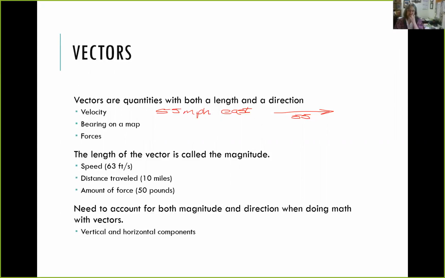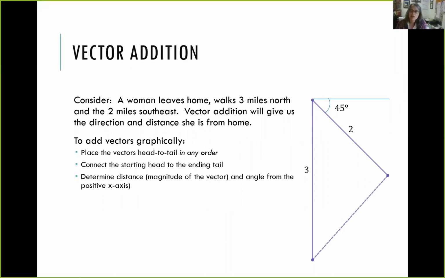As I said, the length of a vector is called the magnitude, and we have to account for both the magnitude and the direction when we're doing math or solving problems. So let's take a look at an example here. One example of vector addition is a woman who leaves home, or a man, it really doesn't matter. This example says woman. And she walks 3 miles north. So that's this first vector. And then she turns and walks 2 miles southeast. Southeast is 45 degrees south of east.